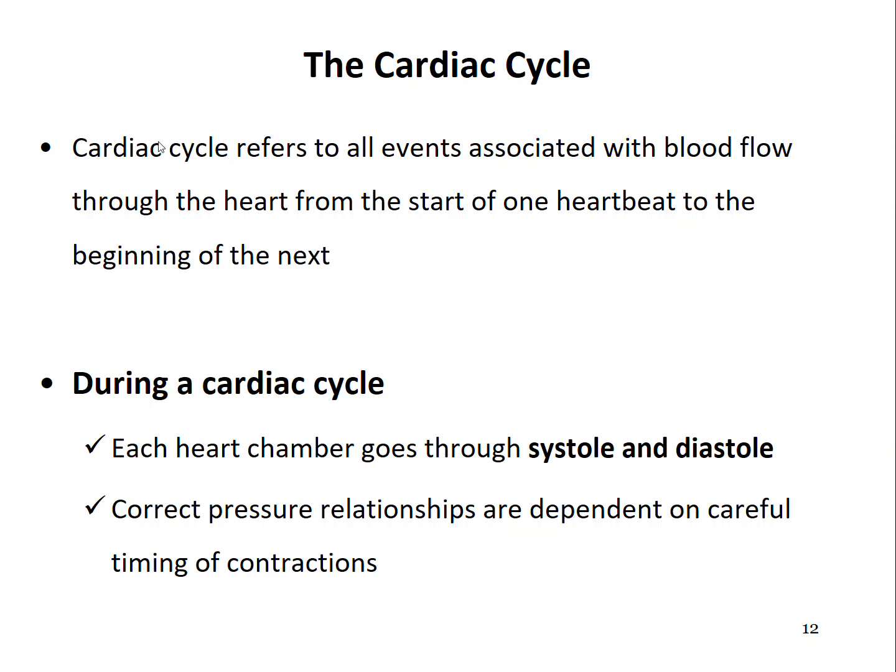The cardiac cycle refers to all the events that happen between 2 beats. It means from the start of one beat to the start of another beat. All events that happen during this time we call the cardiac cycle. So the cardiac cycle has 2 sections, systole and diastole.